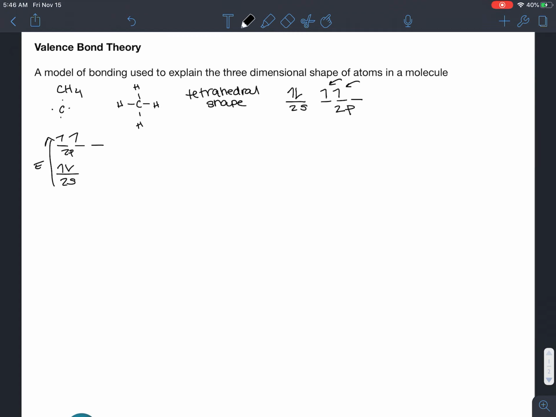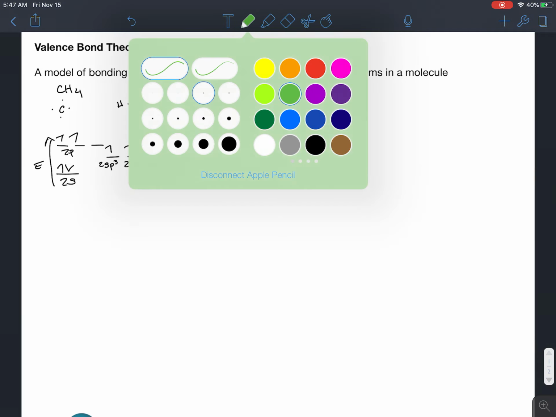Well, the way to do that is to hybridize these valence shell orbitals together. This would create 4 sp3 orbitals going in 4 different directions for the tetrahedral shape. We have 1, 2, 3, 4. Note that the energy of the hybrid orbitals is in the middle of the 2 orbitals that were put together, essentially. So this helps explain the three-dimensional shape of the VSEPR theory.